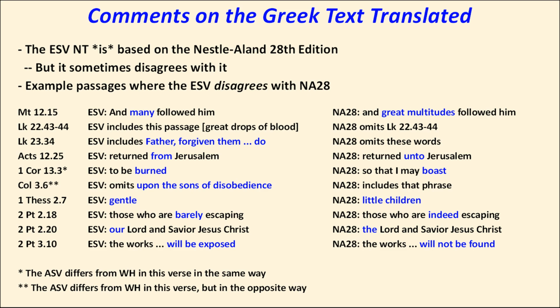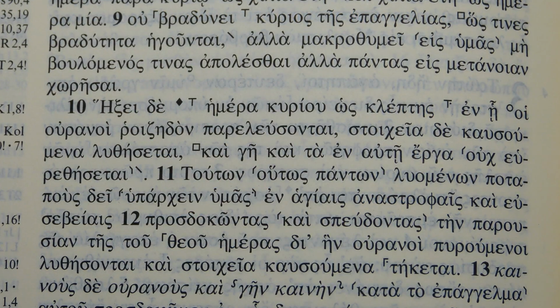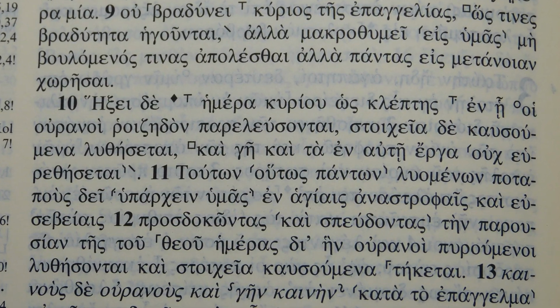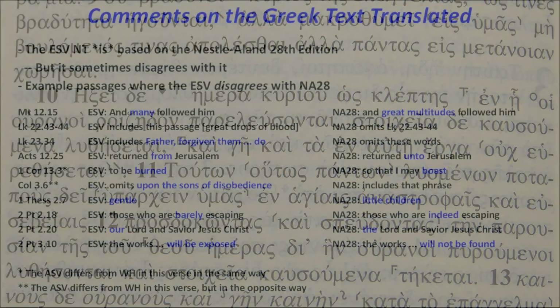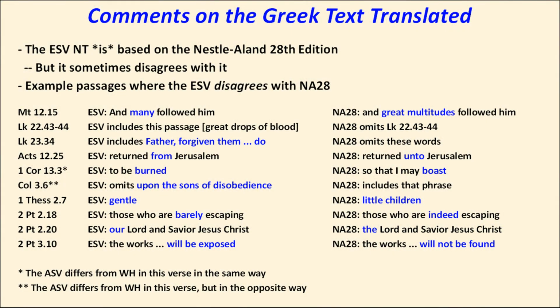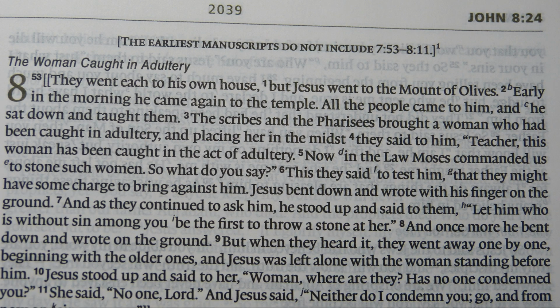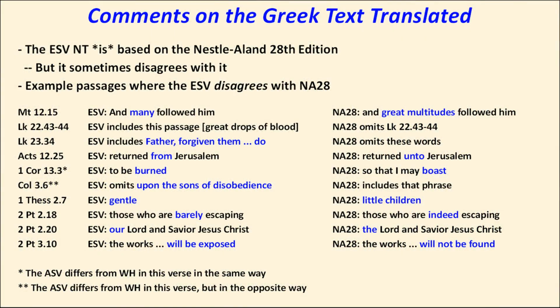Like the ASV, the ESV includes Luke 22:43 through 44 in defiance of NA28. Perhaps the most interesting difference is at 2 Peter 3:10, where the ESV follows an earlier edition of the Nestle-Aland text and ignores NA28 completely. NA28 omits Mark 16:9 through 20 and John 7:53 through 8:11. The ESV includes both in double square brackets, accompanied by notes that cast doubt on their authenticity.